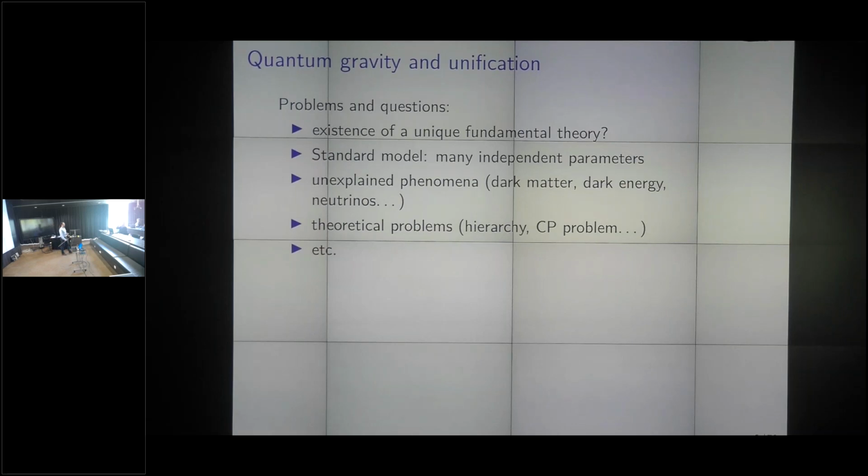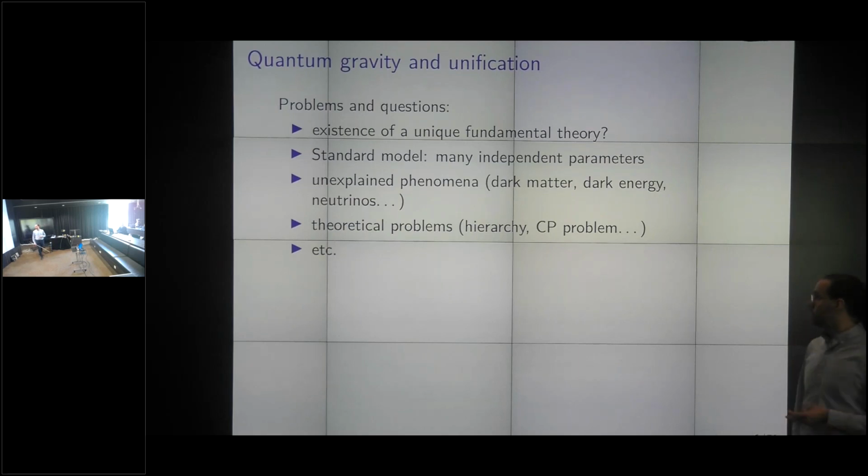So what are the main problems in theoretical physics? For the standard model, first, we can ask if we have a unique theoretical framework which can describe all the phenomena. The second problem is that in the standard model we have many independent parameters, around 20. So the question is, where do these parameters come from? Why do they take these values, and so on? We would like a more unified description of them and to understand them from first principles.